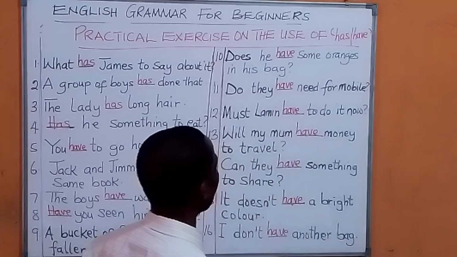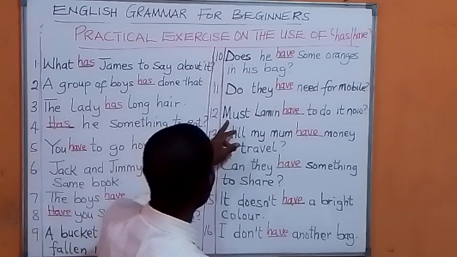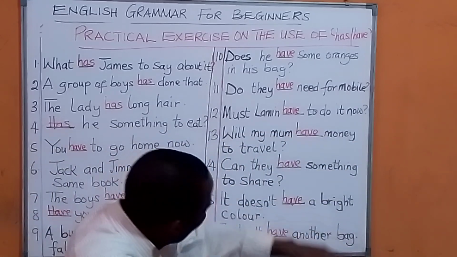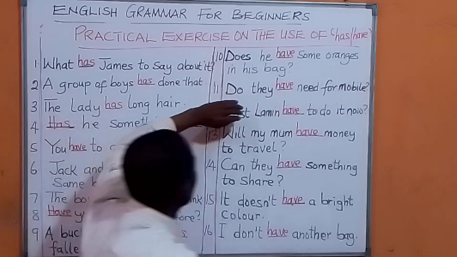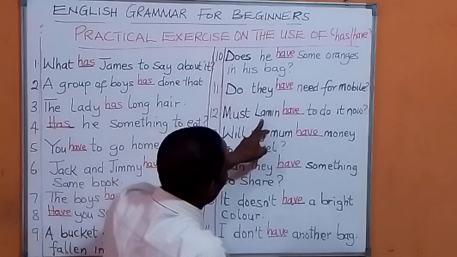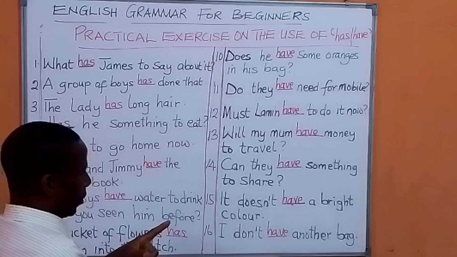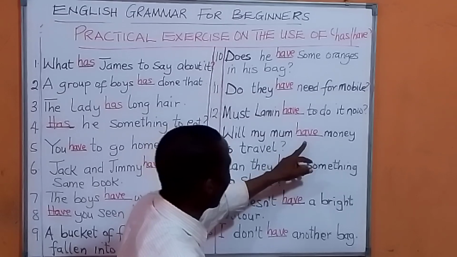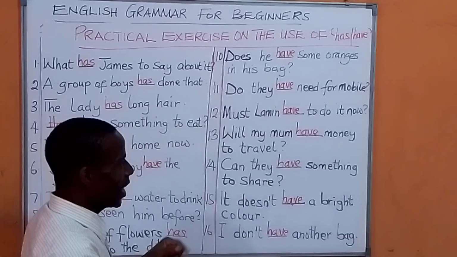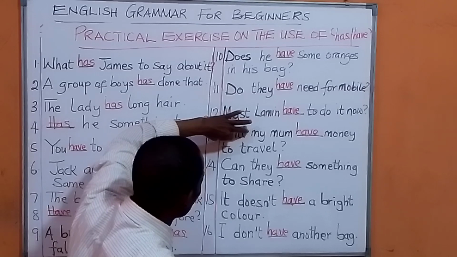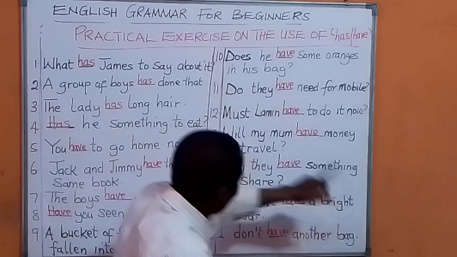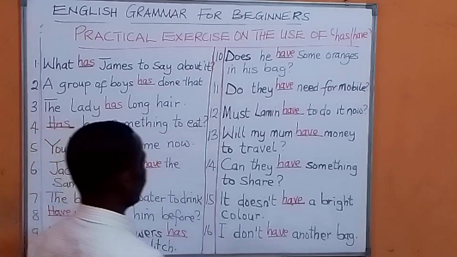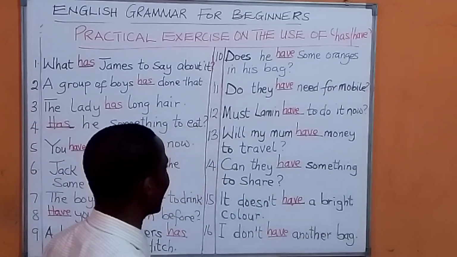Do they have need for mobile? Must Lamin have to do it? Must Lamin have? Now, if you don't have this must, you will say Lamin has to do it. Okay? Will my mom have money to travel? If you don't have this will, you say my mom has money to travel. But with will my mom, you say have money to travel. Can they have something to share?